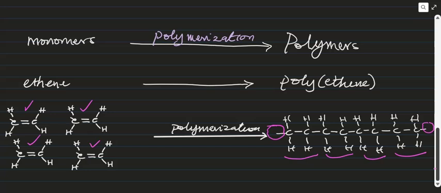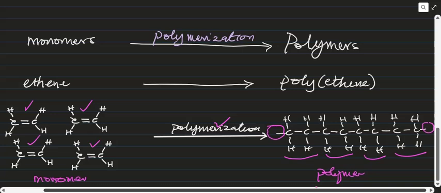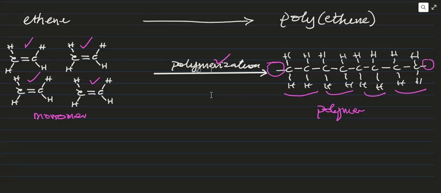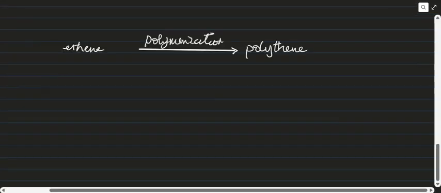In fact, thousands of ethene molecules join to give us a very large molecule. And the ethene molecules, remember, are called monomers. So these are our monomers, and the product that we form is a polymer. If we are asked to define what polymerization is, it is a reaction in which thousands of small molecules join together to make a large molecule.